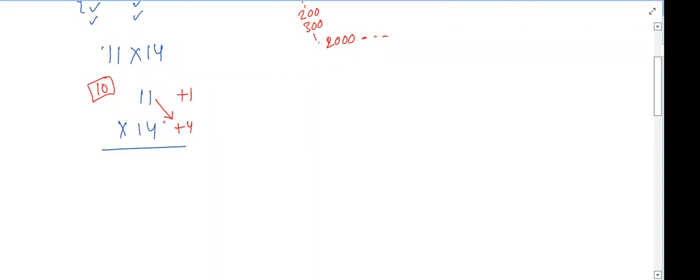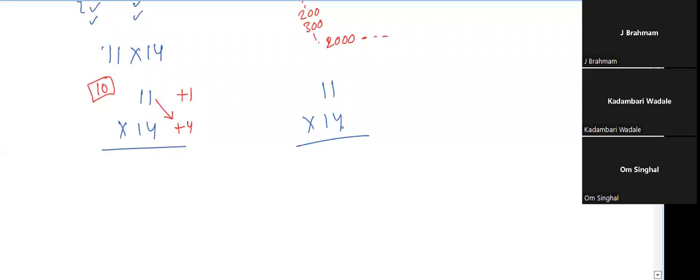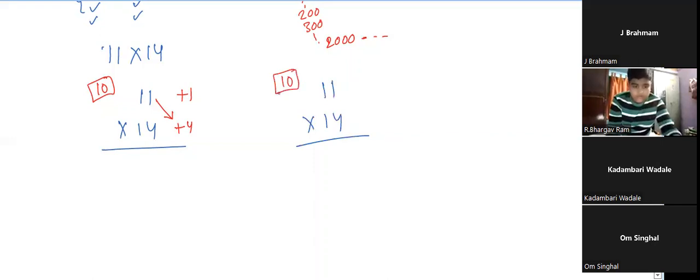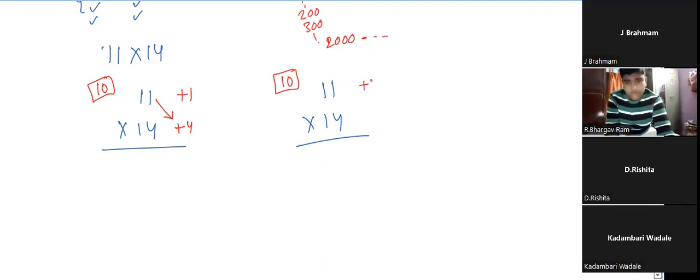Please explain again, sir. What do you want me to explain again? Sir, how to do this? Yes, I'm taking again 11 into 14. For both the numbers, the common base is 10. Bhargavaram, listening? Yes, sir. So 11 is how much extra? One. Because it is extra, I'm writing plus 1. 14 is how much extra? Plus 4. Okay, now take crosswise operation, either 14 plus 1 or 11 plus 4. 14 plus 1 is how much?